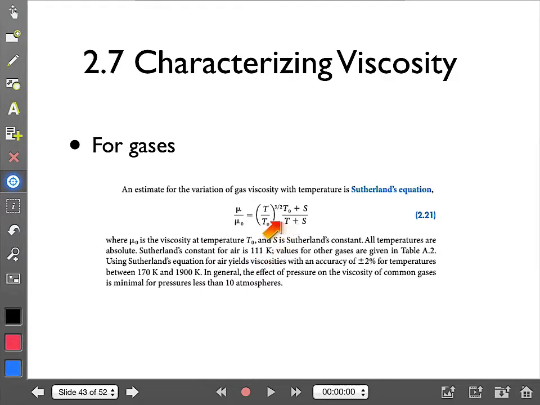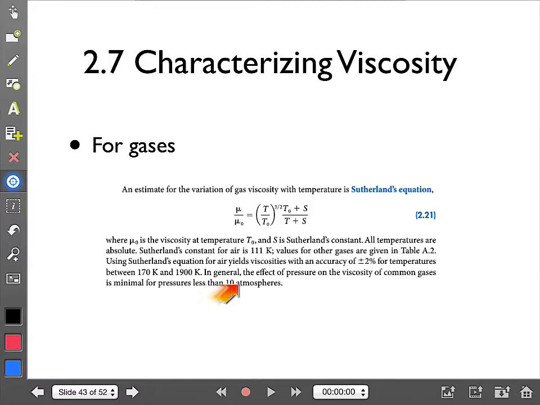Notice that by dimensional homogeneity, these things need to be all temperatures. This whole quantity has to be dimensionless because when we multiply it by mu zero to get mu, this has to be just a constant. So Sutherland's constant actually turns out to have units of Kelvin. And so values for other gases are given in table A2, so we can use this equation to determine the viscosity of various gases at different temperatures. Okay?